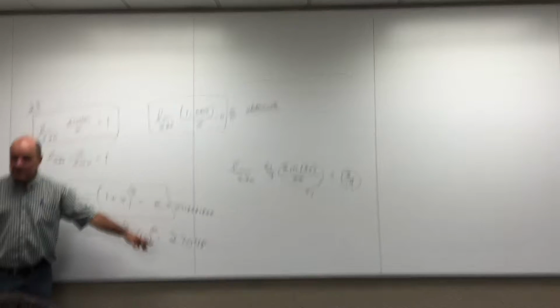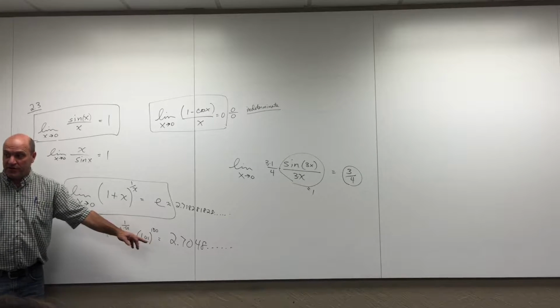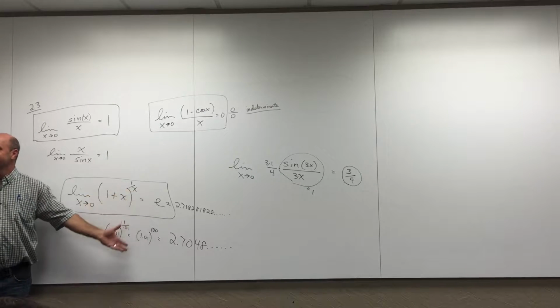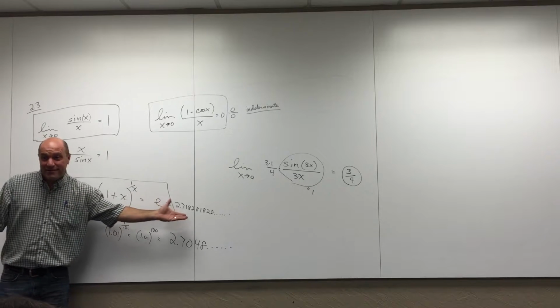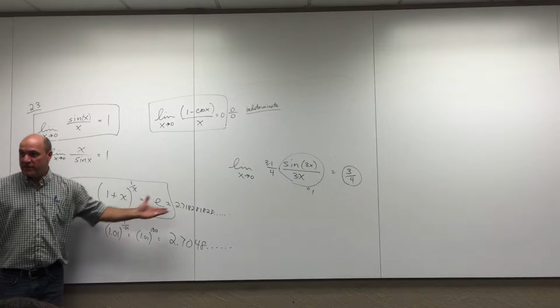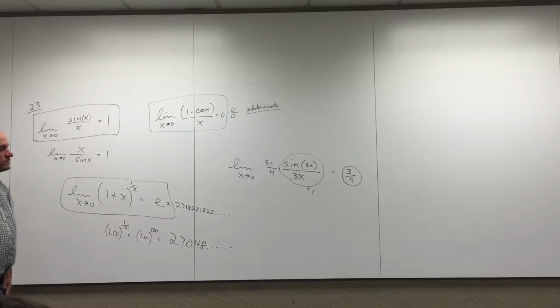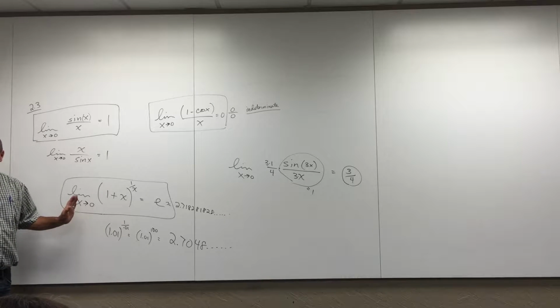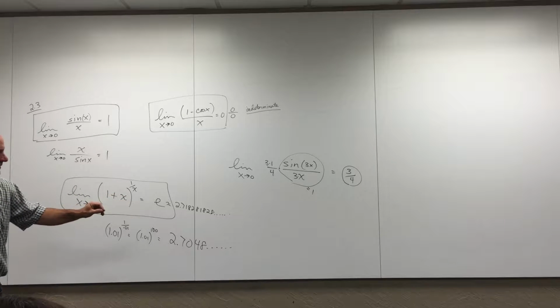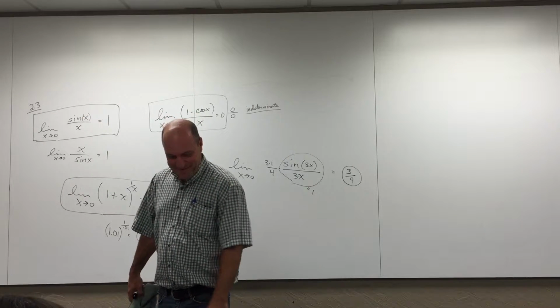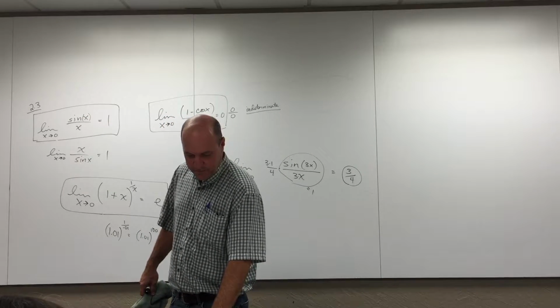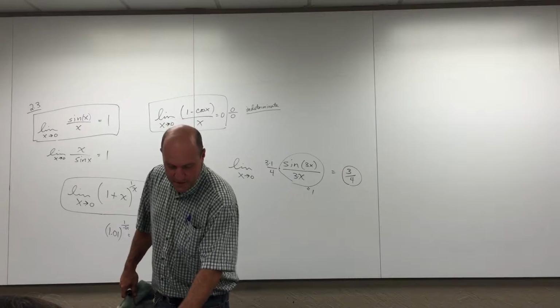Anyway, what did I do? I plugged in 0.01. It looks like I believe this theorem. I could plug in 0.001. It would be even closer. I could plug in 0.00001. It would be even closer. I could check it from the other side. Check a negative 0.001. Same thing should happen, I think. So, cool.